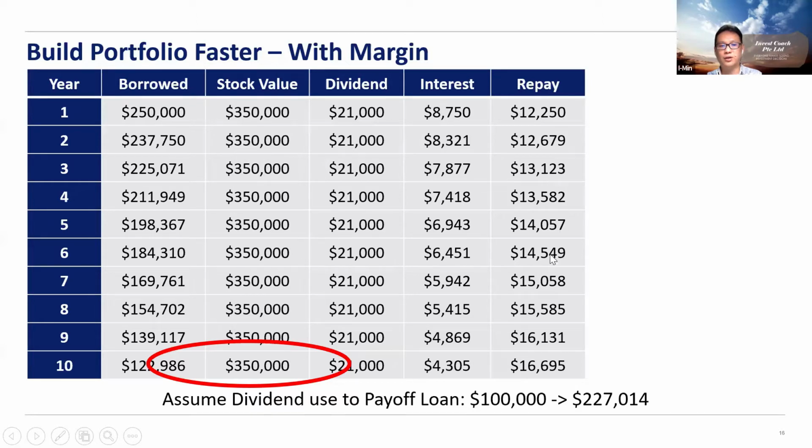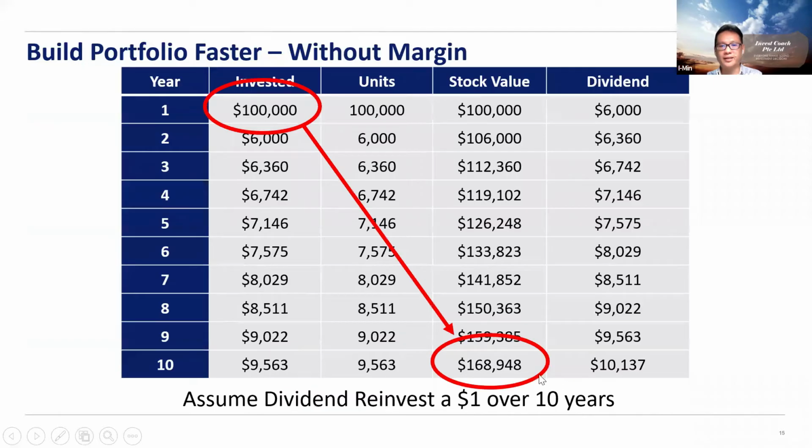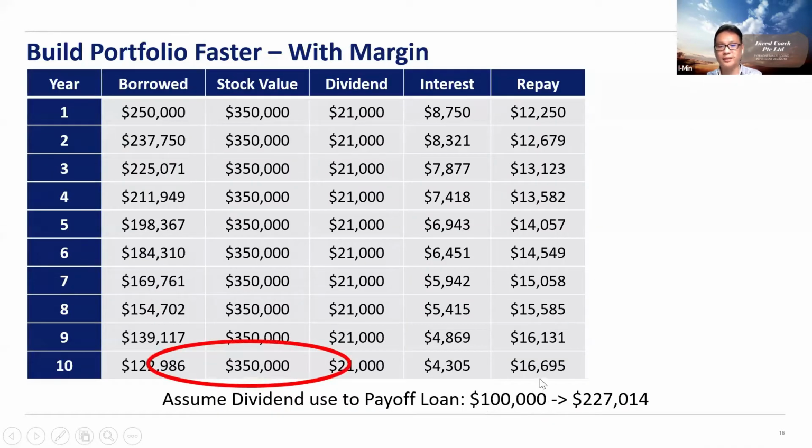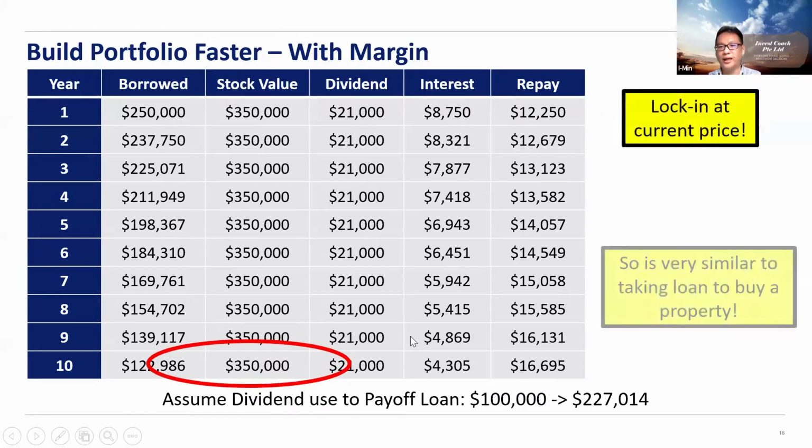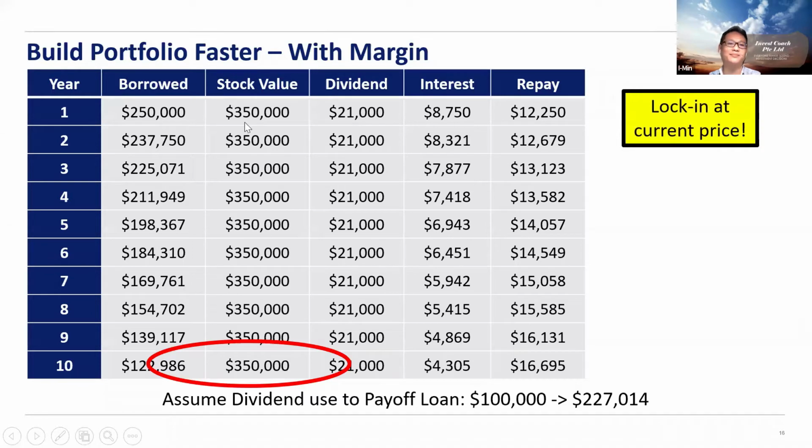Can you see? Up to 10 years later, when you actually borrowed 250,000, after 10 years your borrowing becomes half of it. Assuming you sell off everything on that day, it's actually 227,000. So same thing, both 10 years. This one after 10 years, 168,000. This one after 10 years becomes 227,000.